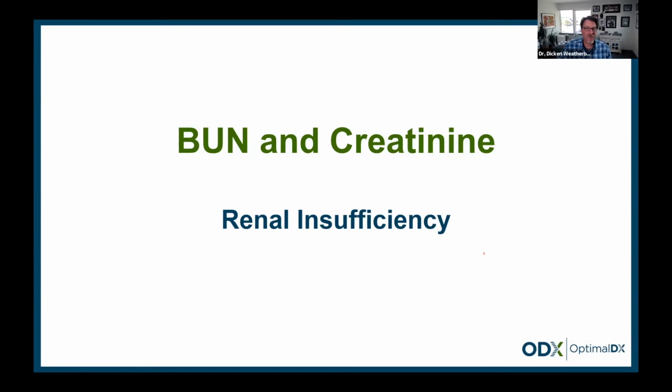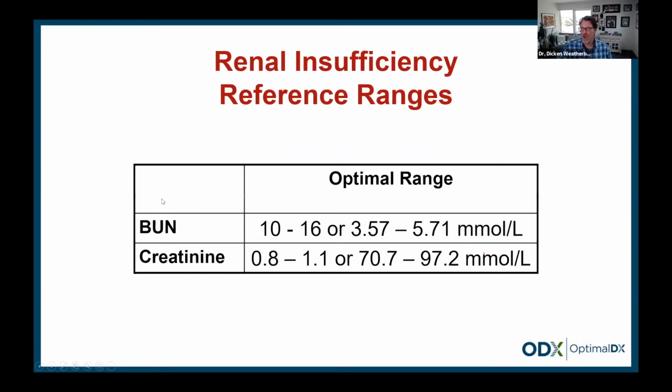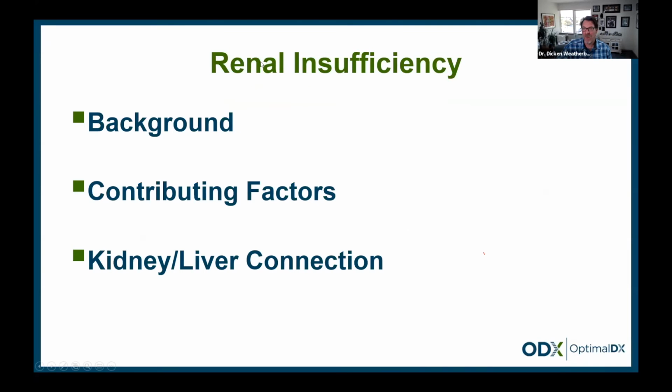Creatinine: a disorder of the kidney and/or urinary tract will reduce the excretion of creatinine, thus raising blood serum levels. I like to see BUN between 10 and 16, creatinine between 0.8 and 1.1. Renal insufficiency is kind of an interesting condition here. It's basically a slow decrease in kidney function. So they haven't moved into overt renal disease, the kidneys just aren't functioning properly.